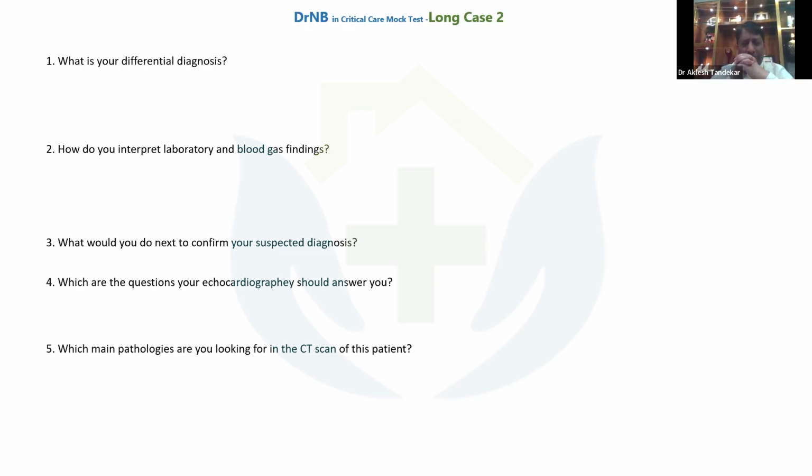Okay. So, these are the differential diagnoses that you told me. Which other pathologies would you be looking at in the CT when you do it? In the CT angiogram, I want to look for the aortic dissection level. In the CT, I will look for the lung parenchyma involvement, pulmonary edema feature, and also to look for any pulmonary embolism.